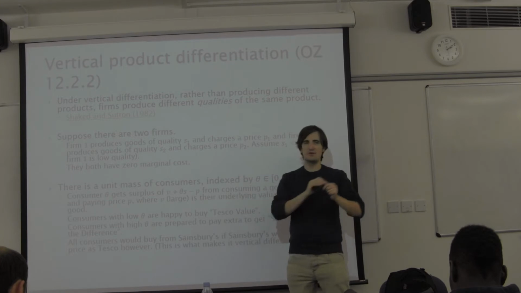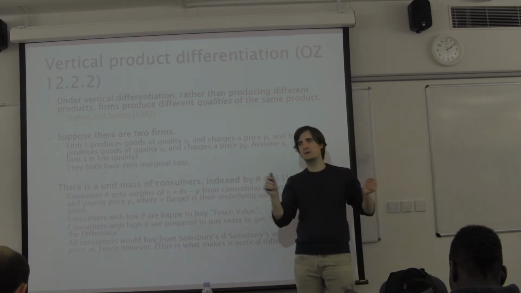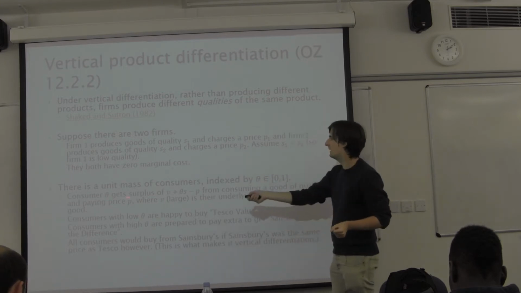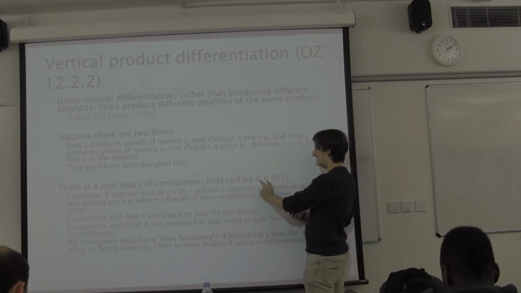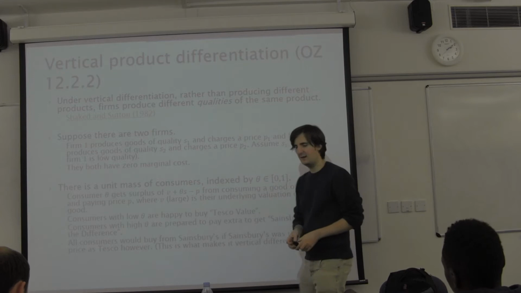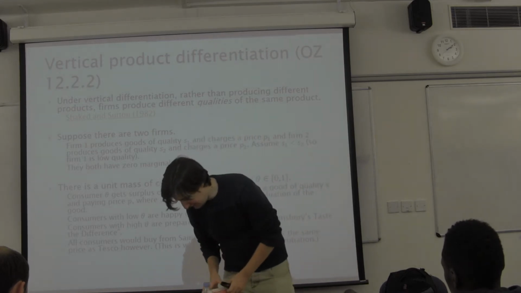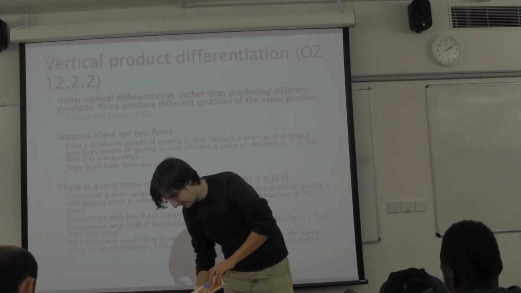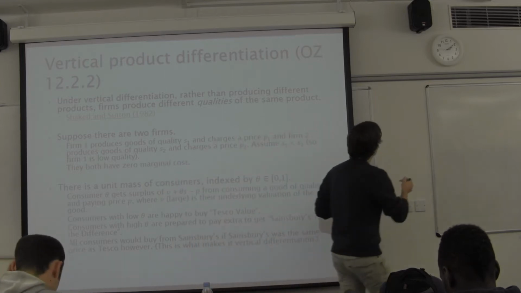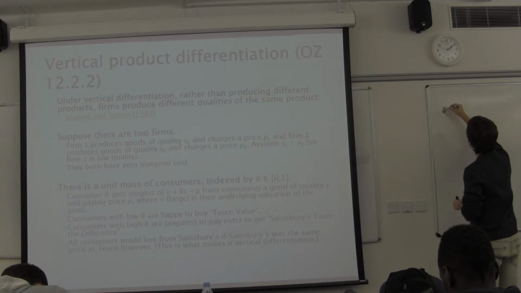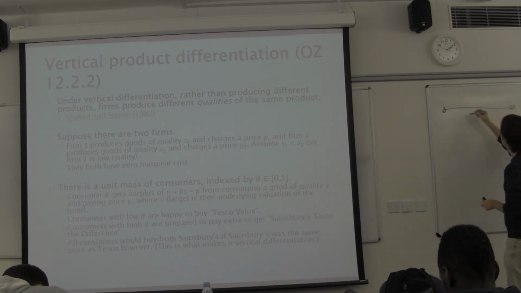And just like in the models of horizontal differentiation that we looked at, there's going to be a unit mass of consumers, and they're going to be indexed by some parameter. We're going to call the parameter theta. And theta is going to measure how much consumers value quality. So from a straight line from 0 to 1.